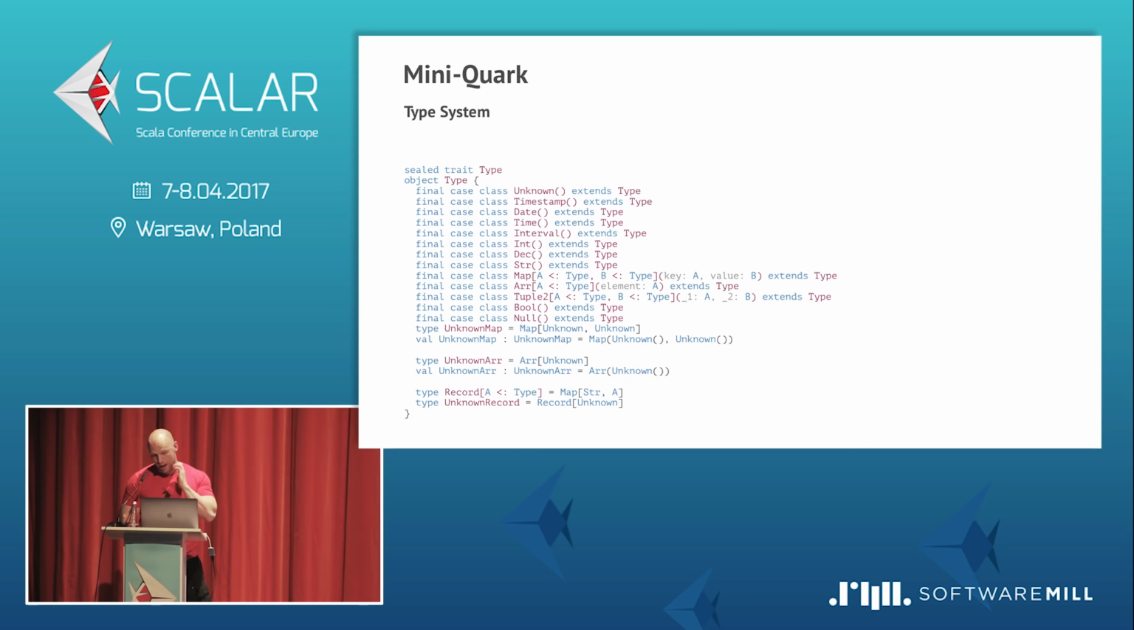In this case, I have everything from unknown, which represents something we have no information about. Remember, QUARK is designed for semi-structured data, so we might have a bunch of different things in here, and we may not know anything about it. All the way down to maps, arrays, tuples, booleans, integers, decimals, strings, and so on and so forth. And of course, records in QUARK are just a special case of a map, one in which the keys are strings.